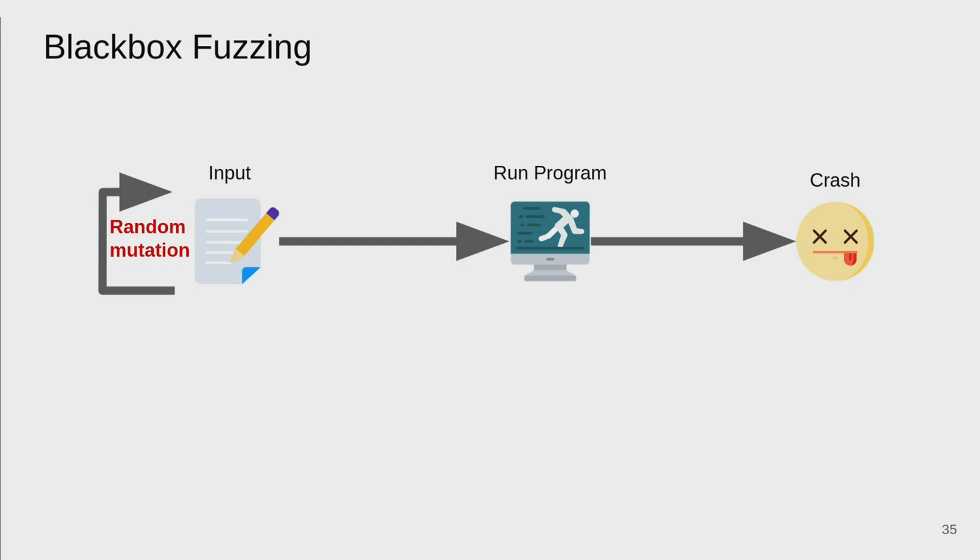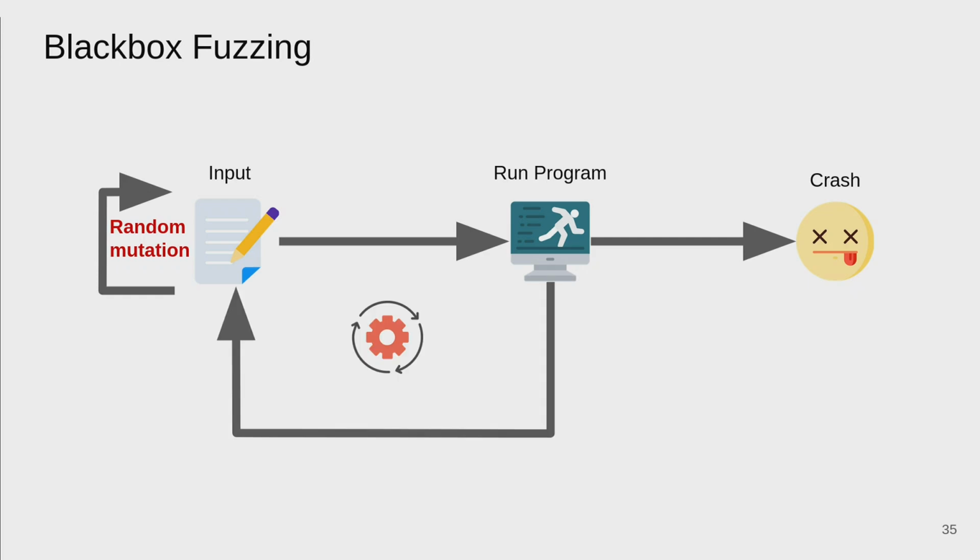And then the fuzzer just continues with random mutation. It creates new input, runs the program, creates new input, runs the program, creates new input, runs the program, and just checks if it crashes. Each input is created from scratch, and the fuzzer tests the program again and again and again until we run out of cycles and time.